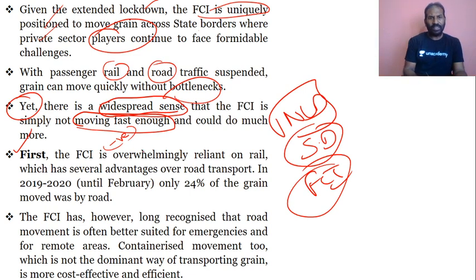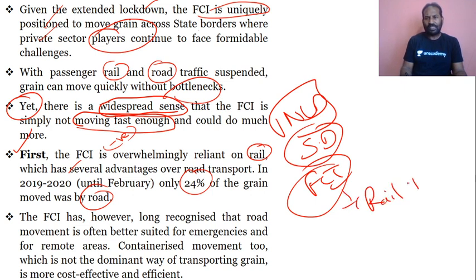The first thing is that FCI is relying mainly on rail, which has several advantages over road transport. In 2019-20, we can see only 24% of the grain moved by road. That means FCI focuses on rail transit rather than road.